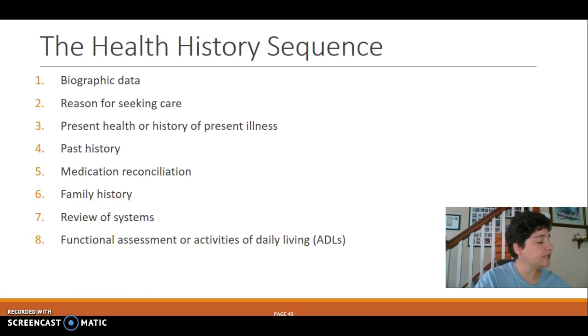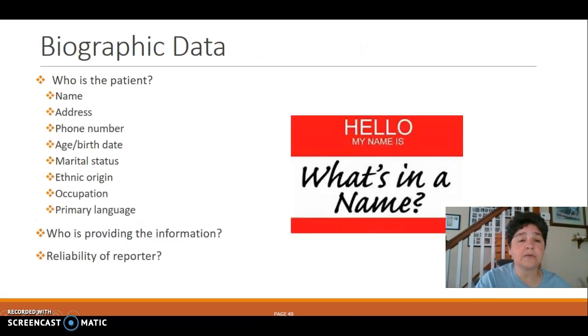All right, so the health history sequence goes in a certain way, and this is the way that we want you to do it. And we'll go over each of these a little bit more in detail in the next few slides, but they start on page 49. The biographic data, the reason for seeking care, present health or history of the present illness, which is also known as HPI. The past history, medication reconciliation, family history, review of systems, and the functional assessment. So we will go over each of these in the next few slides.